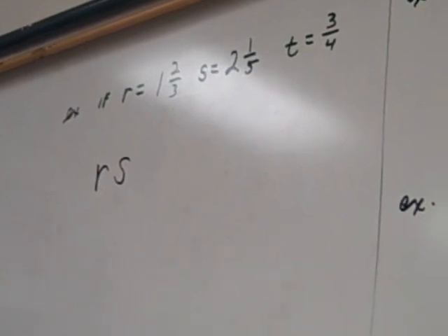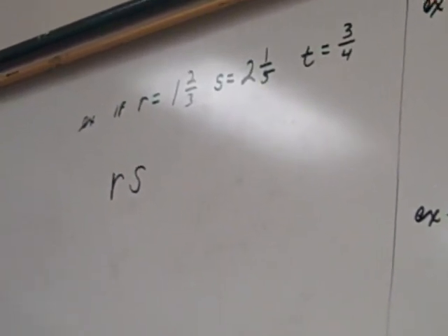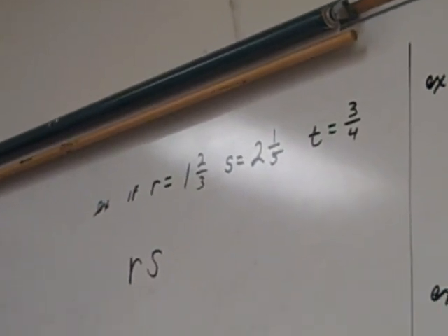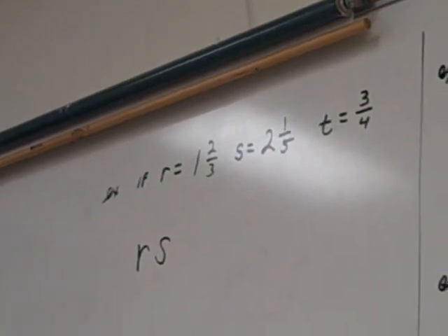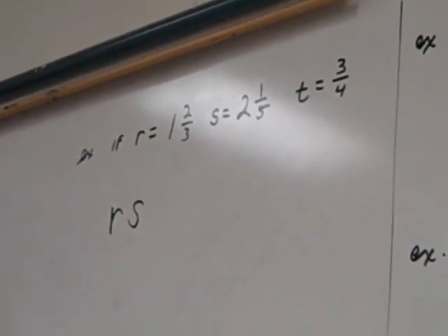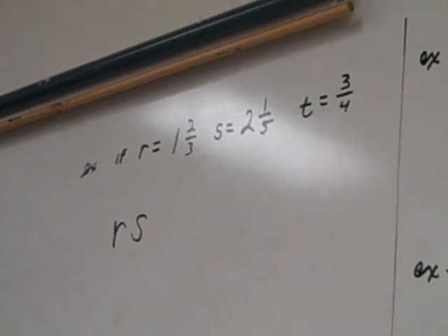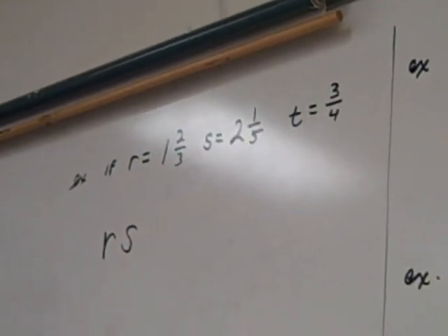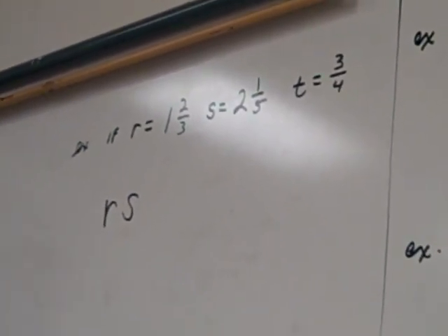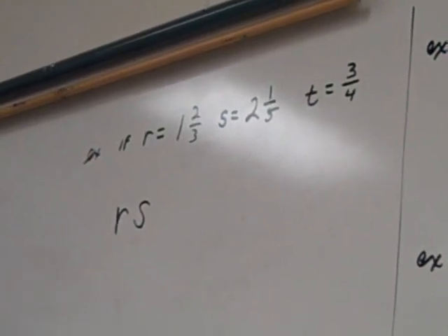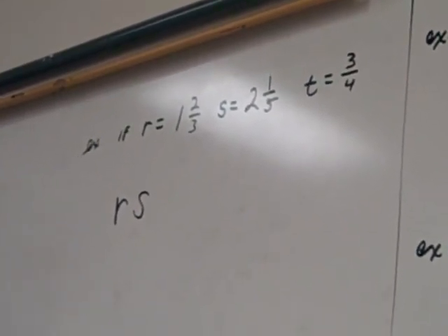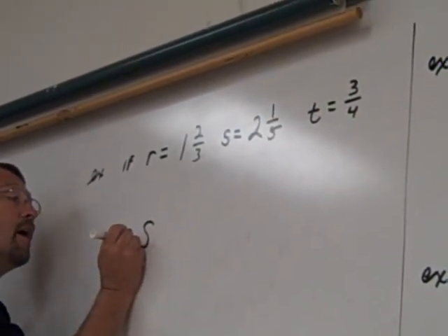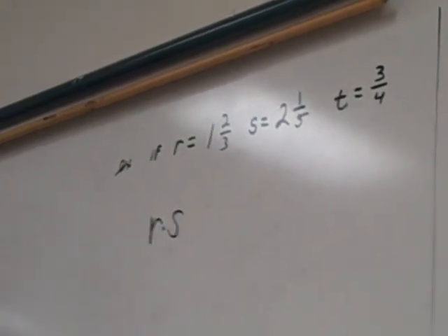Do this one right here. If R equals 1 and 2/3, S equals 2 and 1/5, and T equals 3/4. What's our problem? RS. What do you mean by RS? What math is happening? Multiply. There you go, that's what I want to hear. I want to hear you say R times S.